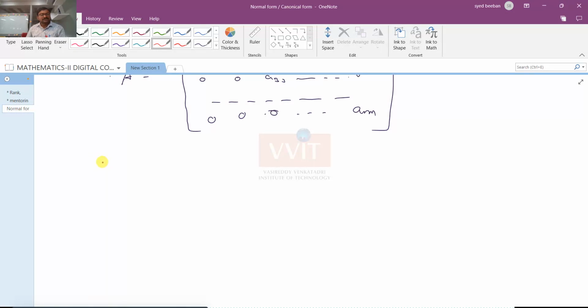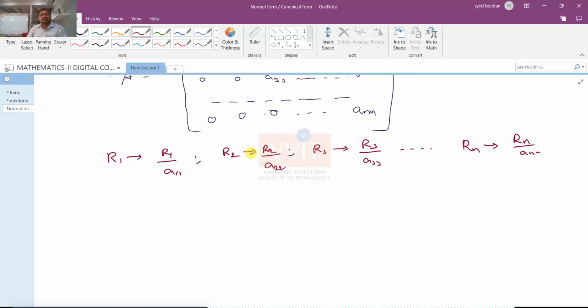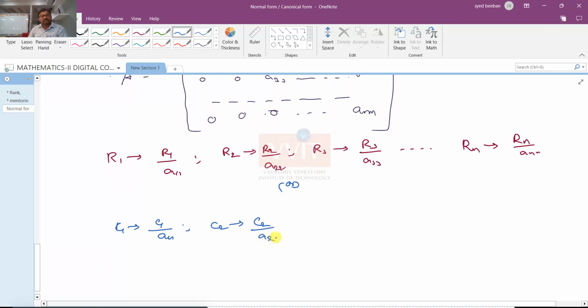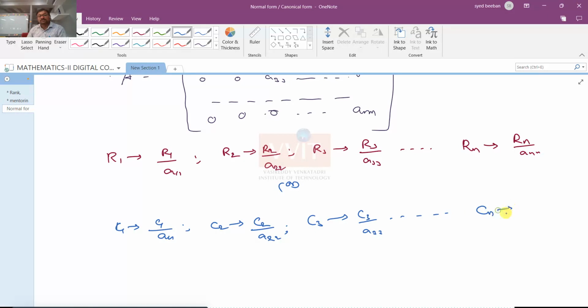So the last operation here is R1' = R1 by A11, R2' = R2 by A22, R3' = R3 by A33 and so on, Rn' = Rn by ANN, or C1' = C1 by A11, C2' = C2 divided by A22, C3' = C3 divided by A33 and so on, Cn' = Cn divided by ANN. We make it this one.